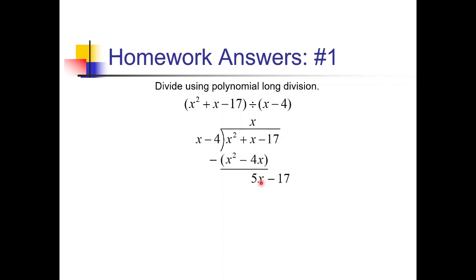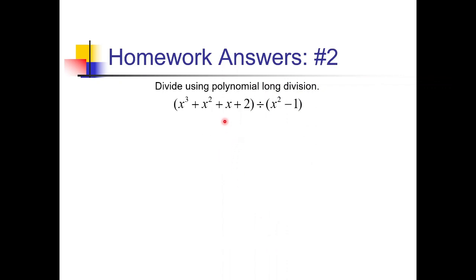X goes into 5x 5 times, which we'll put up here above the constants column. 5 times x gives us 5x, and then we have 5 times negative 4, that's negative 20. Subtract that. 5x's cancel. We have negative 17 plus 20, because we're subtracting a negative. That's going to be a 3. So our answer then, we're going to have the x plus 5 for the quotient, plus we're going to have a 3 over x minus 4 for the remainder.